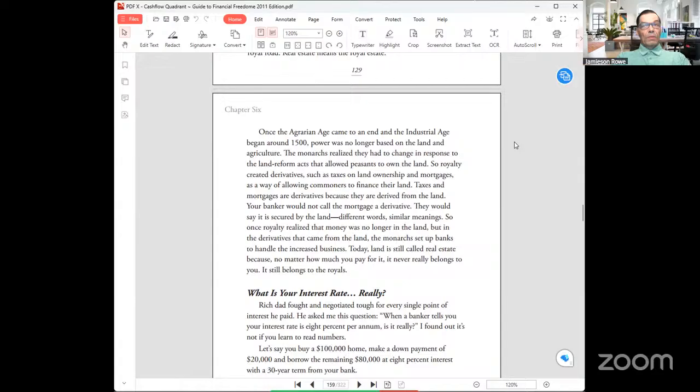Different words, similar meanings. So once royalty realized that money was no longer in the land, but in derivatives that came from the land, the monarchs set up banks to handle the increased business. Today, land is still called real estate because no matter how much you pay for it, it never really belongs to you. It still belongs to the royals. Technically, you can never own it.